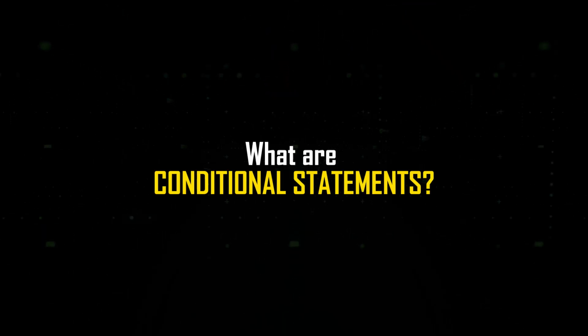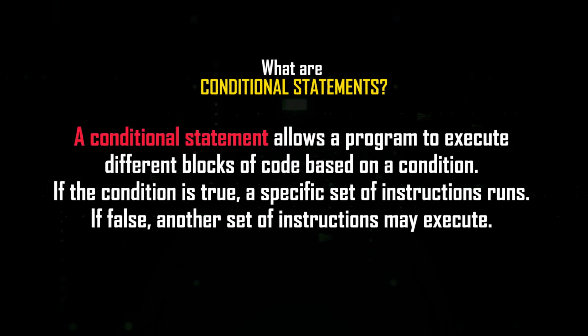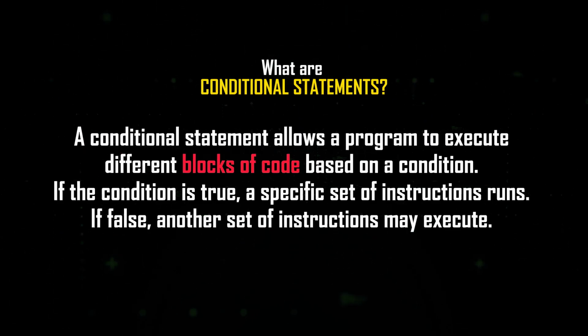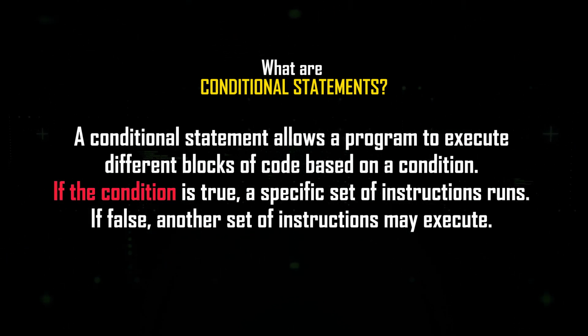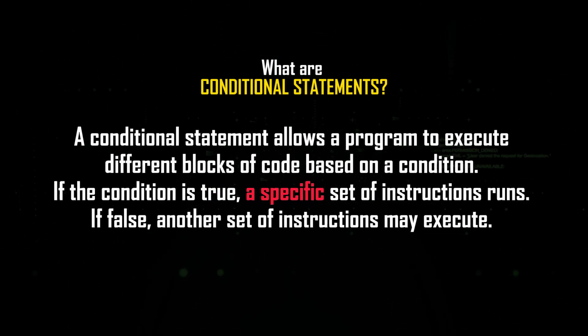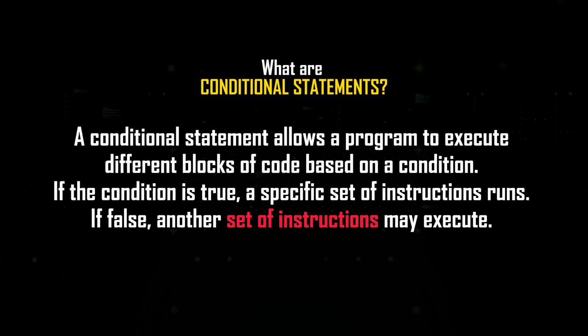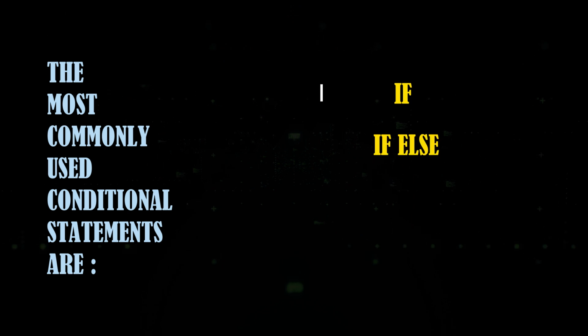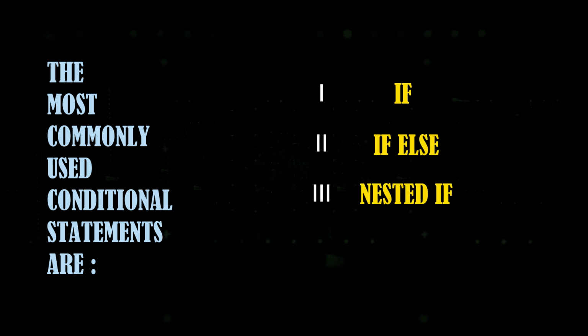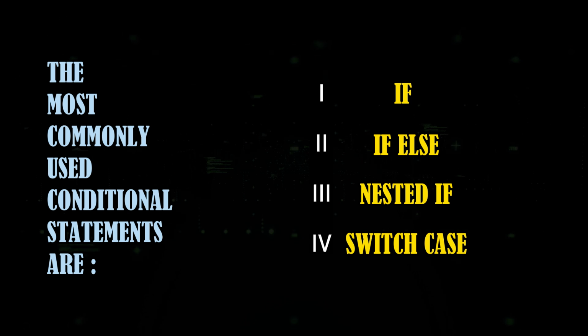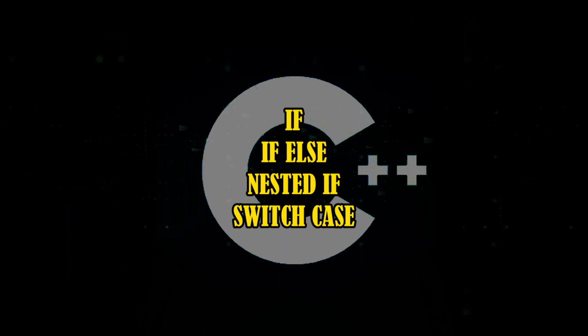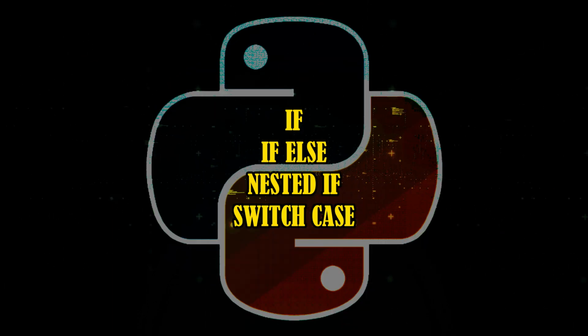What are conditional statements? A conditional statement allows a program to execute different blocks of code based on a condition. If the condition is true, a specific set of instructions runs. If false, another set of instructions may execute. The most commonly used conditional statements are if statement, if-else statement, nested if statement, switch case statement. Now, let's understand each one with examples in C, C++, Java, and Python.